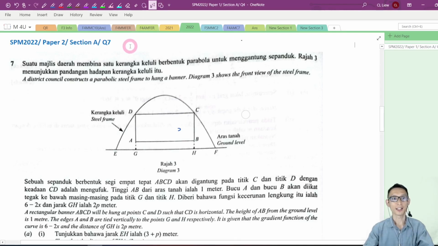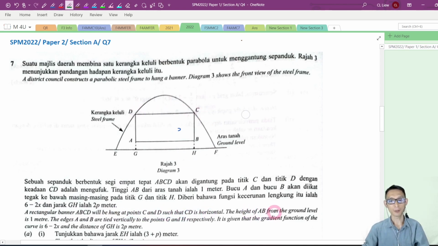Okay, now let's try another question. This question is also taken from SPM. This is SPM 2022. A district council constructs a parabolic steel frame to hang a banner. Diagram 3 shows the front view of the steel frame. A rectangular banner ABCD will be hung at points C and D such that CD is horizontal.